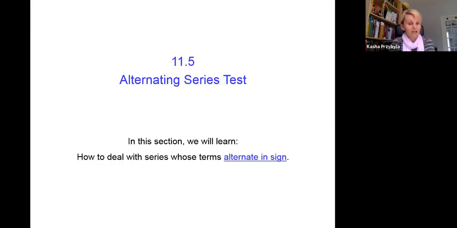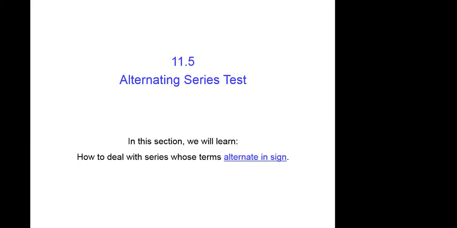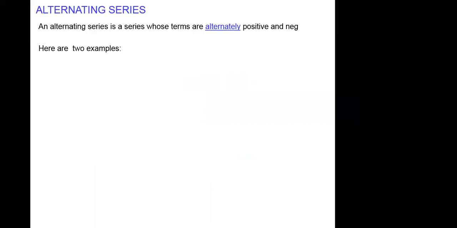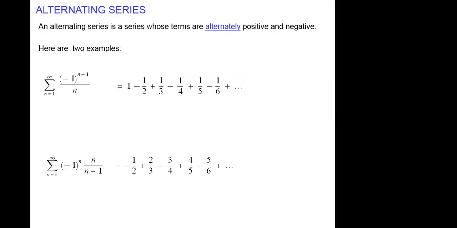Okay, let's start and let's see what we have in section 11.5. So far, we were talking about the infinite series with positive terms. But we also know that we may have something like this, for example, where part of the formula is -1 to the power of n, or n minus 1, depends.